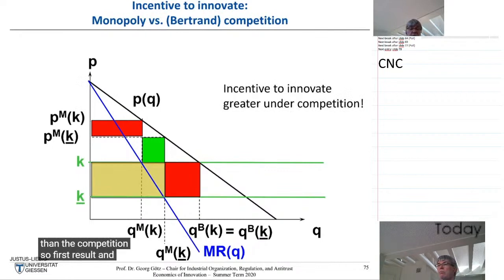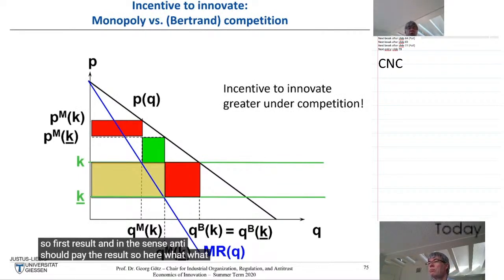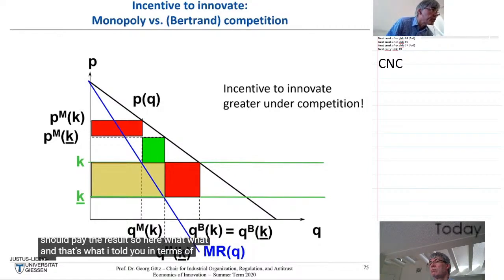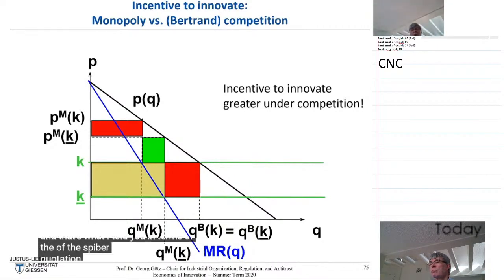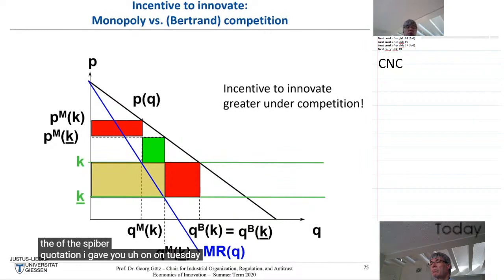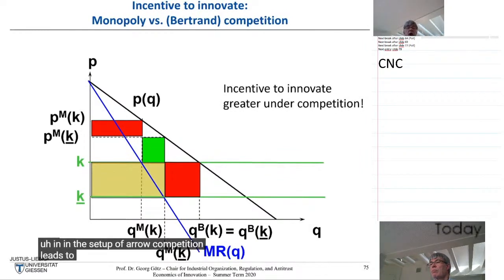So first result, and in a sense, an anti-Schumpeter result. That's what I told you in terms of the quotation I gave you on Tuesday: in the setup of Arrow, competition leads to a higher incentive to innovate. Okay.